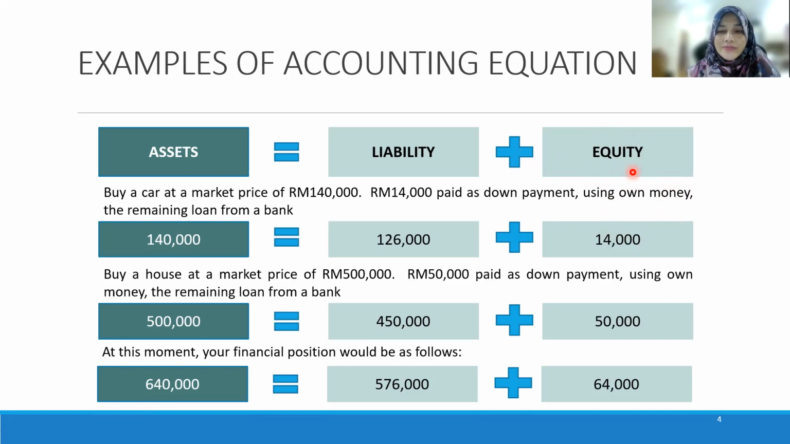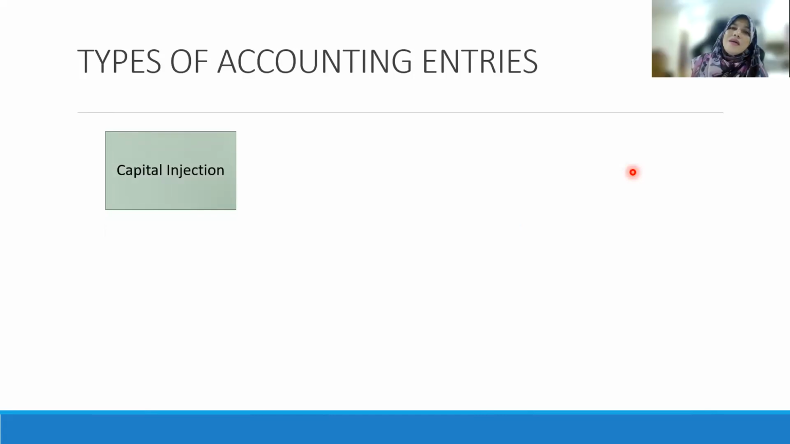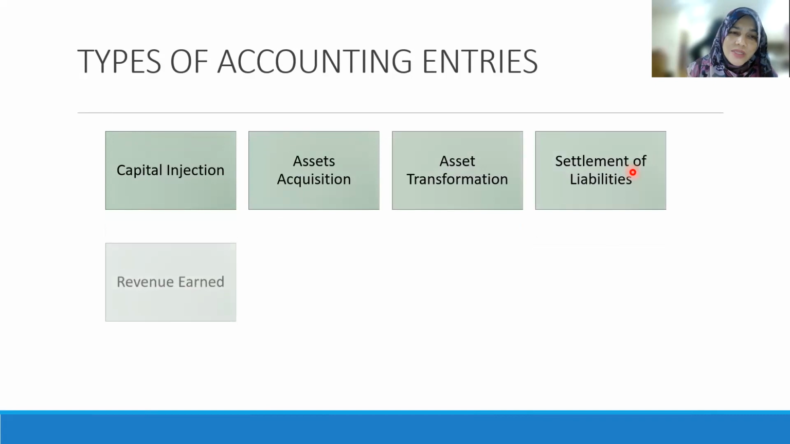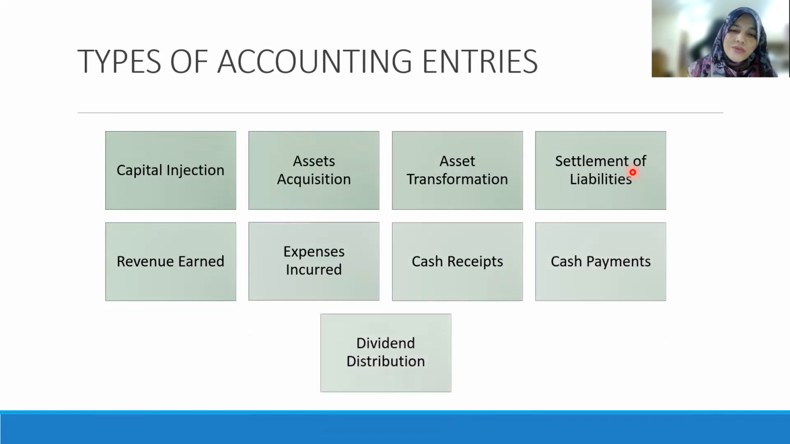Okay, understood. Let us see the types of accounting entries. There are a few types of accounting entries. For example, capital injection, asset acquisition, asset transformation, settlement of liabilities, revenue earned, expenses incurred, cash receipts, cash payments, and also dividend distribution. We will go one by one to understand what each of these transactions means.